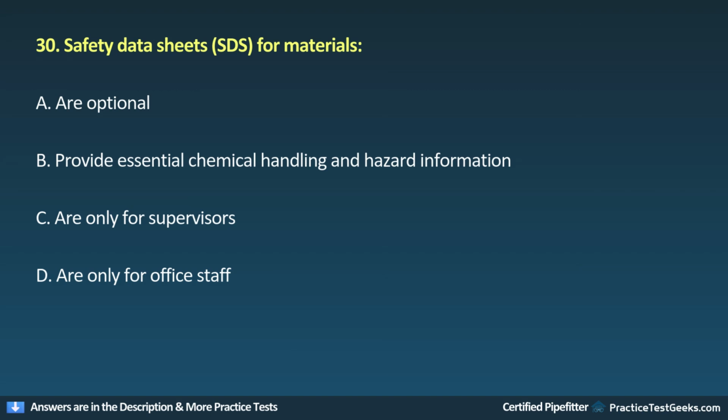30. Safety data sheets, SDS, for materials: A. Are optional. B. Provide essential chemical handling and hazard information. C. Are only for supervisors. D. Are only for office staff.